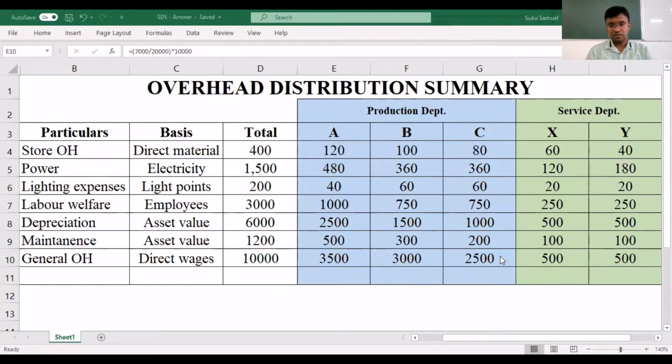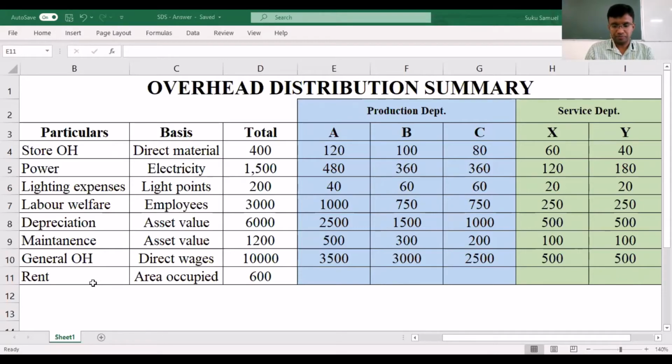There is one last expense that we have to reapportion, which is your rent. What would be the basis for reapportioning rent? Rent would be on the basis of area occupied. So for area occupied, the overhead expense is rupees 600, and the total works out to be 2,500.